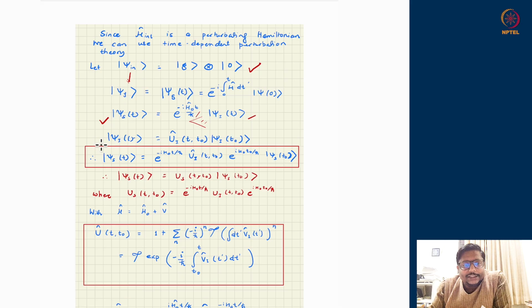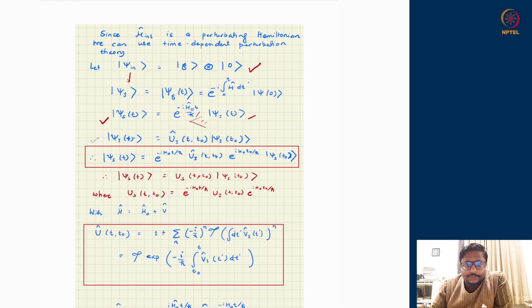This psi I of t, the interaction picture time evolved wave function itself, is obtainable from a unitary time evolution operator in the interaction picture. This we all have done in the week 2 lectures, and it can be obtained from the initial state psi I of t naught, which is again related to the initial Schrodinger state with e to the power i H naught t naught upon h bar, where t naught is the time where the state was taken as the initial state. So this is how the time evolution happens.